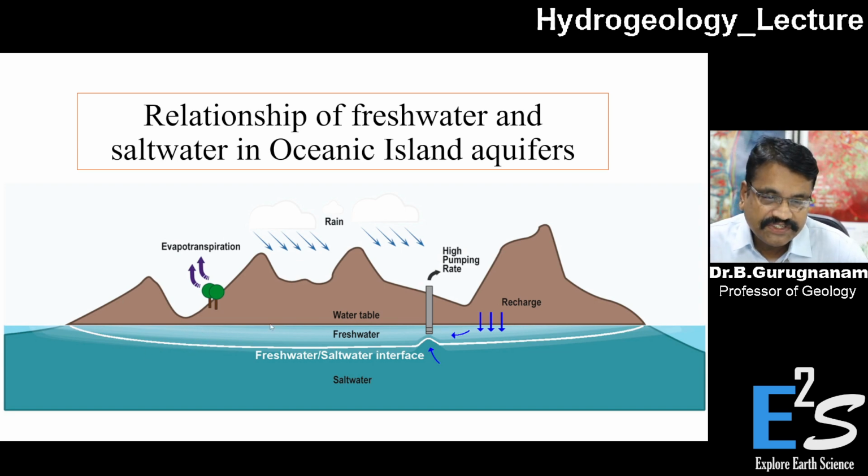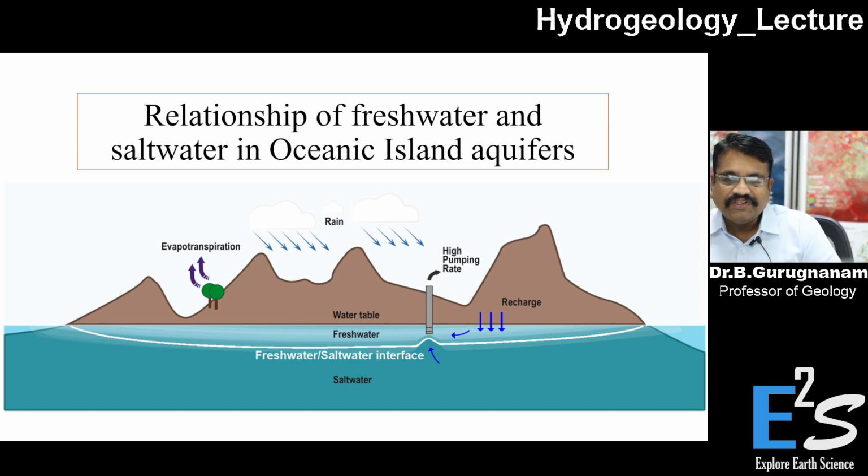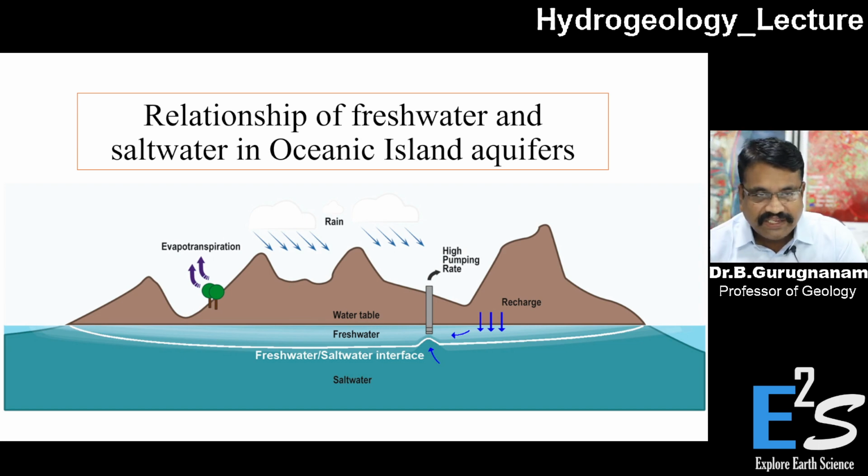Once this wedge is disturbed, the total ecosystem will be disturbed, and then the island will submerge in due course if you allow the saltwater to enter into the aquifer system. So this is the common issue. Now let us see the images here.